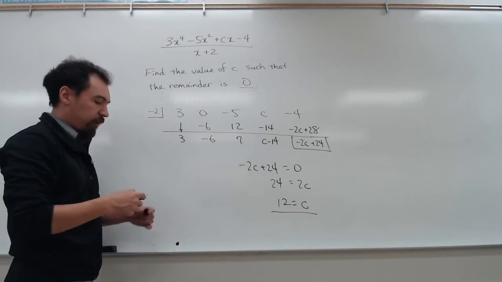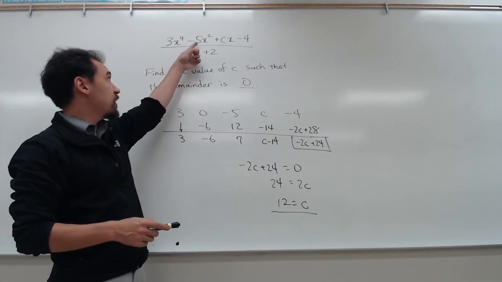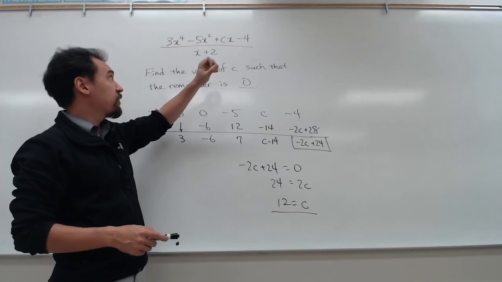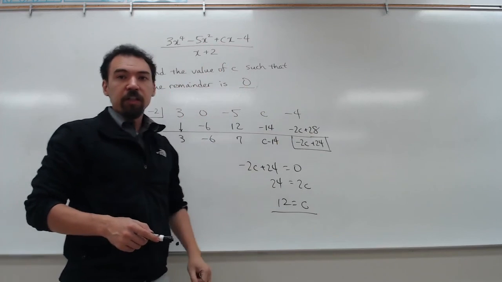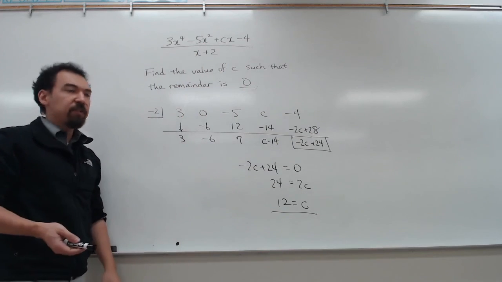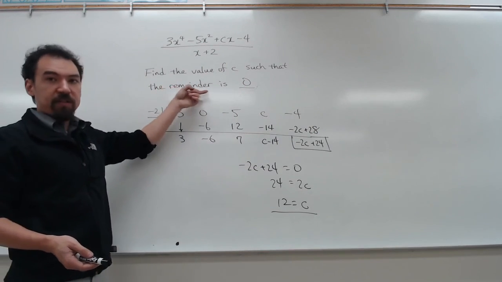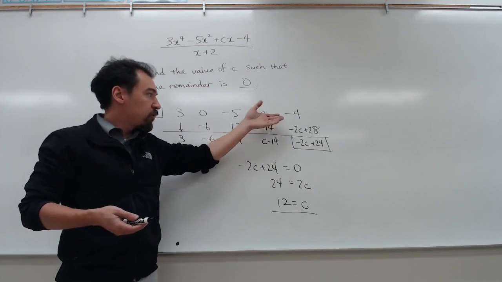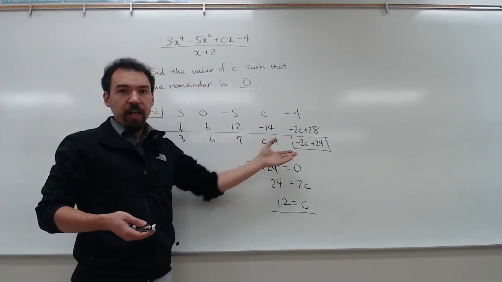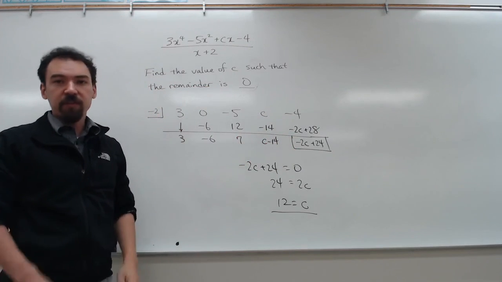And you can get really creative with things like this. You can put c's other places. You can have expressions involving multiple letters, and then you would have to have multiple given constraints. But at the end of the day, a constraint placed on the remainder just prompts you to perform synthetic division to get an expression for the remainder, and then perform algebra to satisfy whatever condition was given.